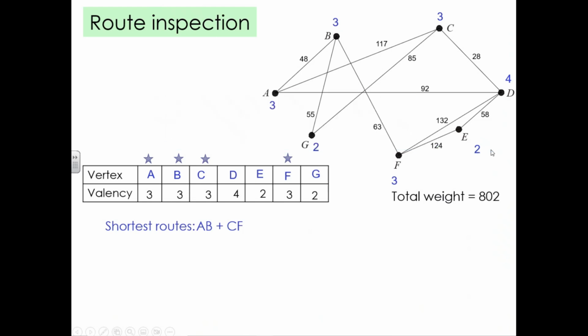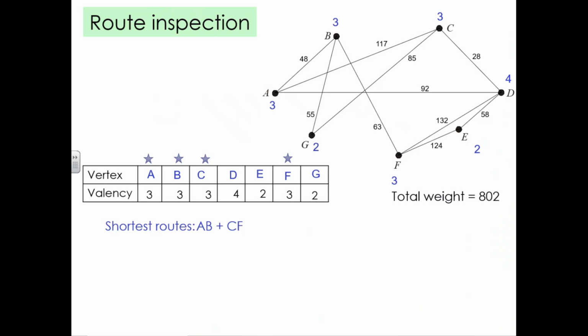We could also consider joining up A and C and B and F, which we'll do in a minute, and we could do A and F and B and C as well. There are 3 possible options. So what we do with the route inspection algorithm is we take these one at a time. So I'm going to look at joining up A and B first, and I want to look at the shortest way of doing this, which may or may not be the direct route. In this case, it is the direct route for A and B.